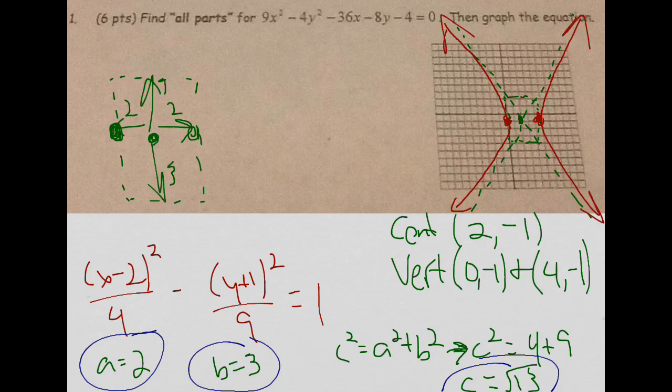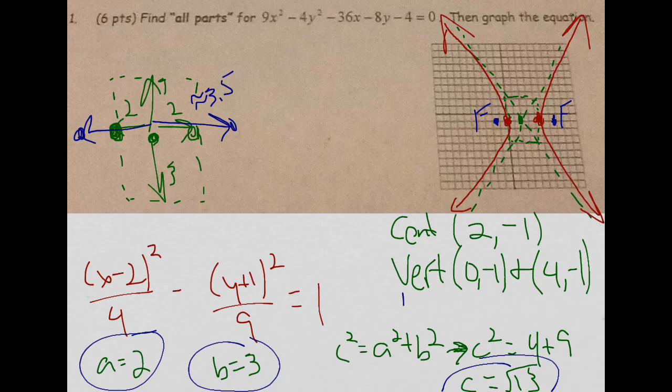Now the last thing I have to do is figure out where my foci go. You should see here that this is root 13. I know that root 13 is between 3 and 4, like 3.5-ish. So that means 3.5-ish units, approximately, that way and that way, are my foci. That would be right here, and I'm going to label that F. And then right here, and label that F.